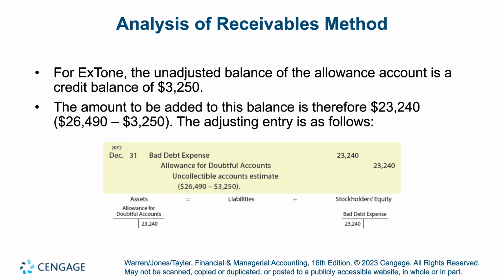They estimated that they weren't going to be able to collect 26,490. So to bring the balance up to 26,490, they do 26,490 minus the balance of the account, and that gives them the amount to actually debit to the bad debt expense and credit to the allowance for doubtful accounts.